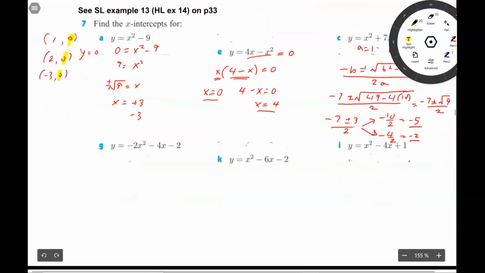Let's look at the next one. So in this case, A is going to be negative 2, B is going to be negative 4, and C is going to be negative 2, right? So if I'm going to use the quadratic formula again to solve this, I know that x equals this expression right there. So that would be negative 4 plus or minus b squared, so negative 4 squared, minus 4 times negative 2 times negative 2, all over 2 times negative 2.